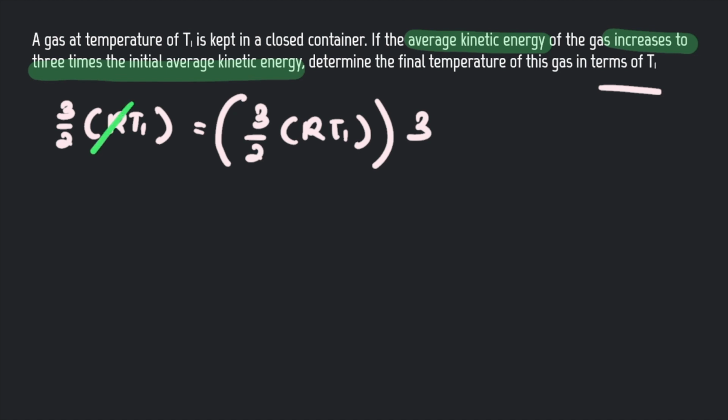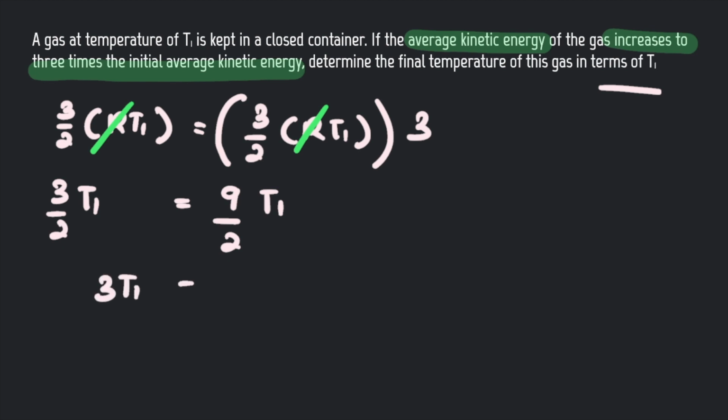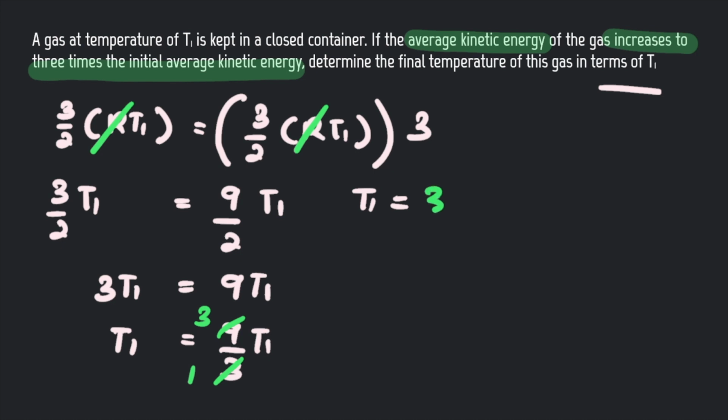So in other words, R we can slash out because it's the same for both. So 3 over 2 T1 is actually equivalent to 9 over 2 T1, right? So same goes as 3 T1 is equivalent to 9 T1. So T1 is equivalent to 9 over 3 T1, equivalent to 3 T1. So this is the final answer for the first question.